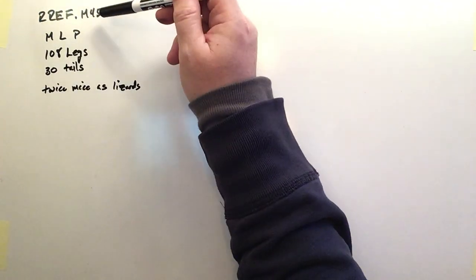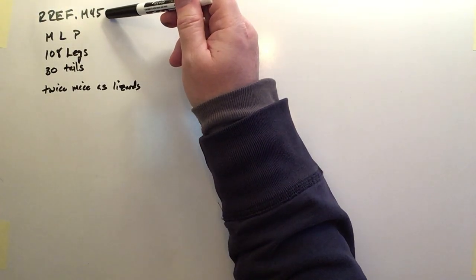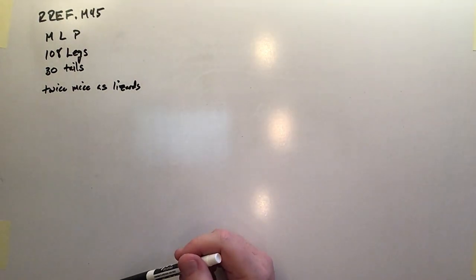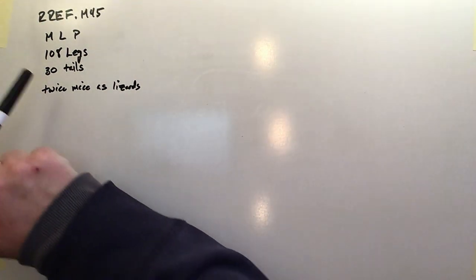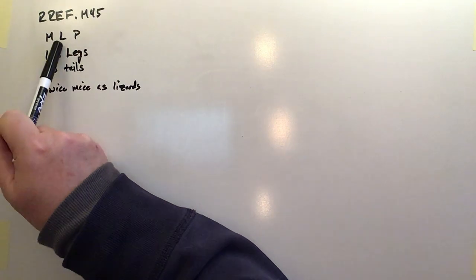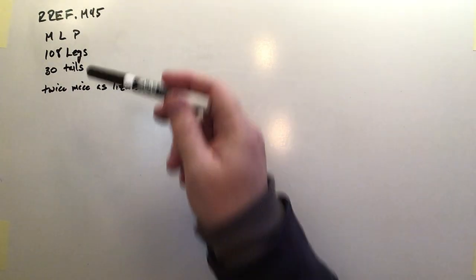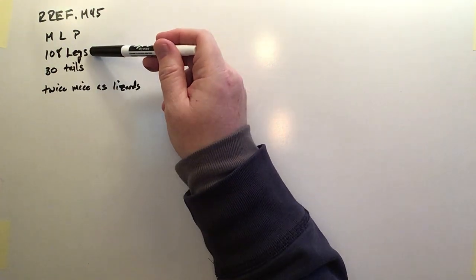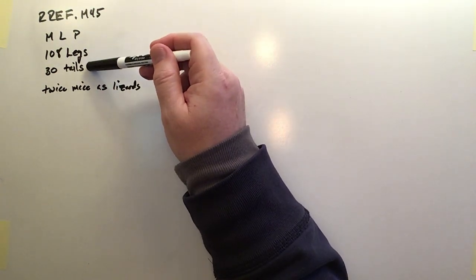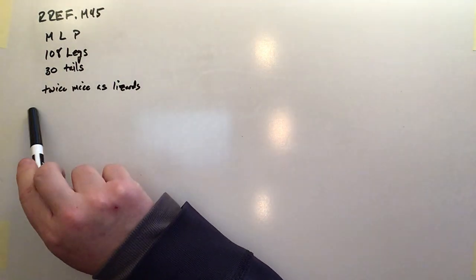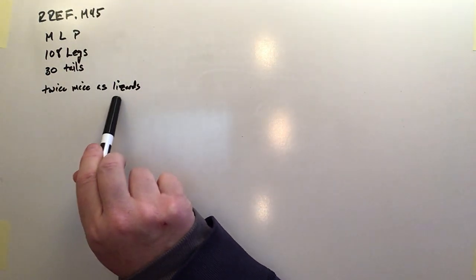Okay, this is another reduced row echelon form question. This one's M45, which is an application. We are told that we have a certain number of mice, a certain number of lizards, and a certain number of peacocks. All told, we have 108 legs in our menagerie and 30 tails. And then the final piece of information is that we have twice as many mice as lizards.